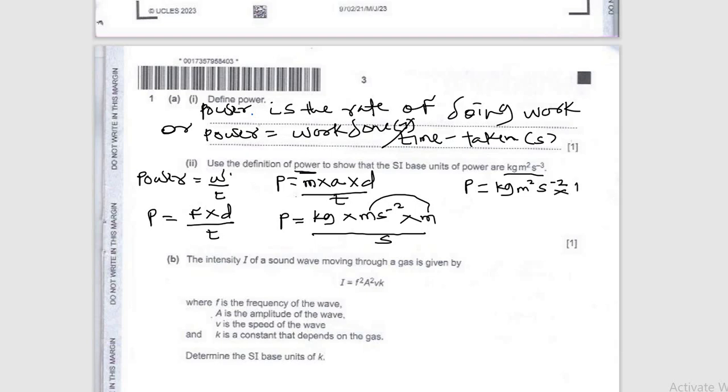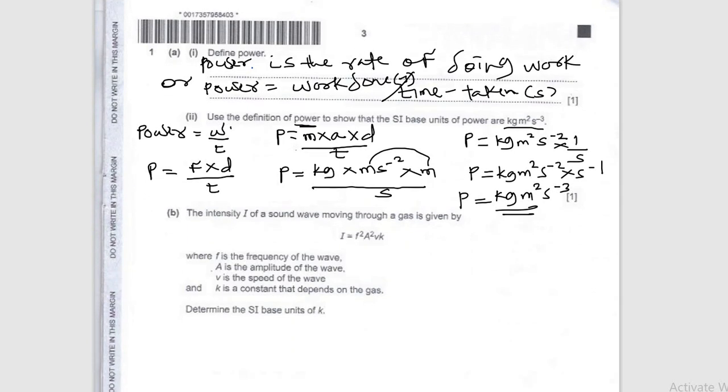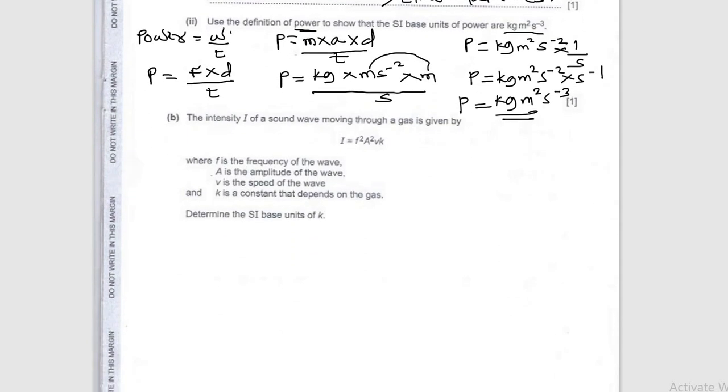by s. So that'll be kilogram meter squared, s minus 2 times s minus 1. At the end of the day, power is kilogram meter squared, s minus 3. That is what we are asked to show. Nice one. Let's move to the next one.